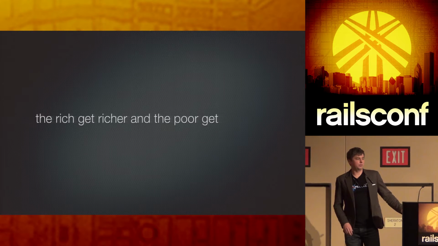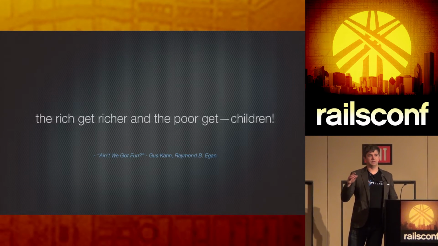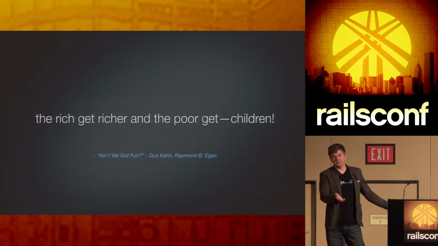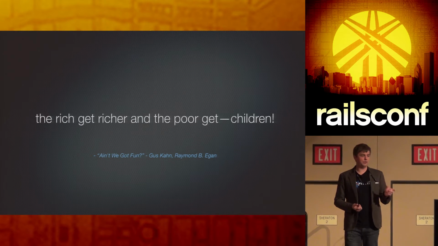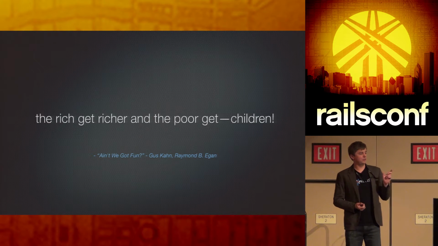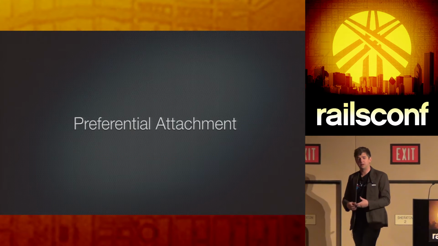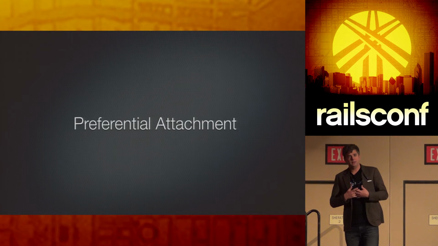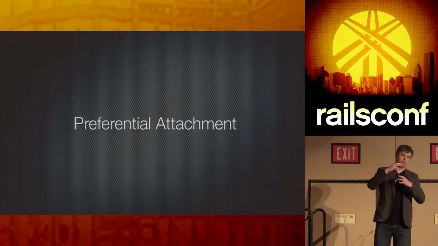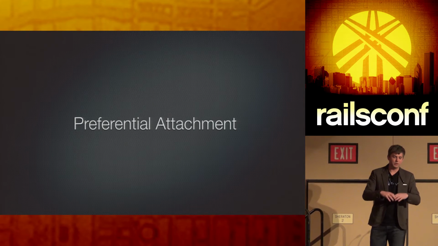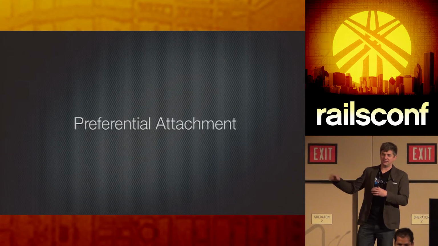The rich get rich, and the poor get, anyone? Children. This is from a song from the 1920s. And while it's funny, the first part of this alludes to a thing called preferential attachment. Preferential attachment is a set of processes where the amount of things you have, whatever that might be, the thing or you, defines how much you will get.